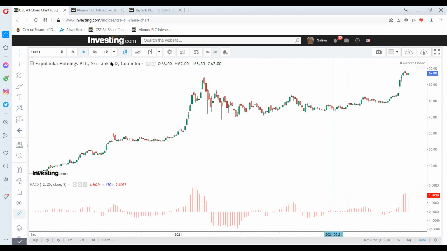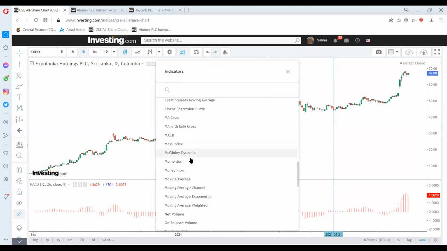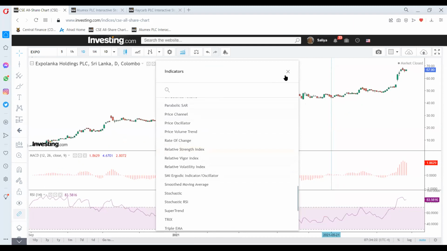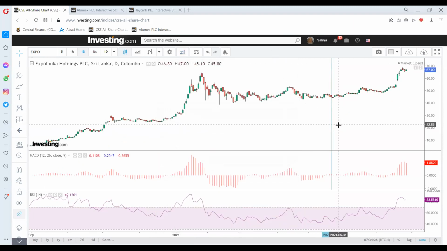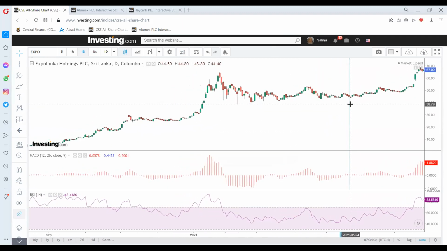No. In the case of Expo Lanka, we don't see a bullish divergence. Let's go to another counter and see, or otherwise, while staying in the counter, let's take the RSI and see whether the bullish divergence indicator or other indication is visible in the RSI. Most of the time, more than the MACD, you see a bullish divergence in the RSI.